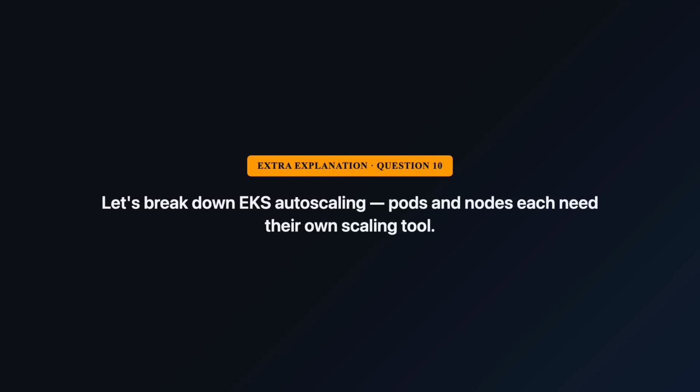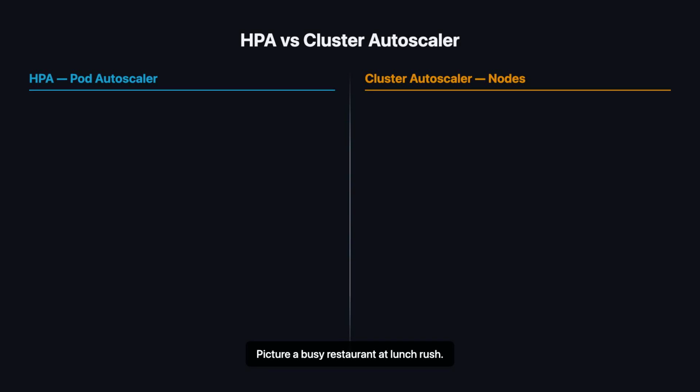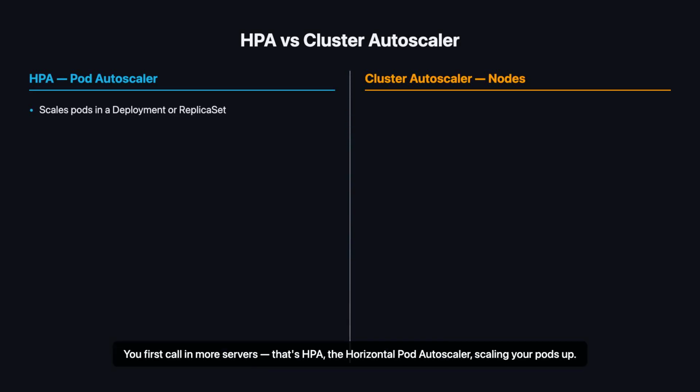Let's break down EKS auto-scaling. Pods and nodes each need their own scaling tool. Picture a busy restaurant at lunch rush. You first call in more servers, that's HPA, the Horizontal Pod Autoscaler, scaling your pods up. But if the dining room runs out of tables, you need more floor space. That's Cluster Autoscaler. It adds new EC2 worker nodes.